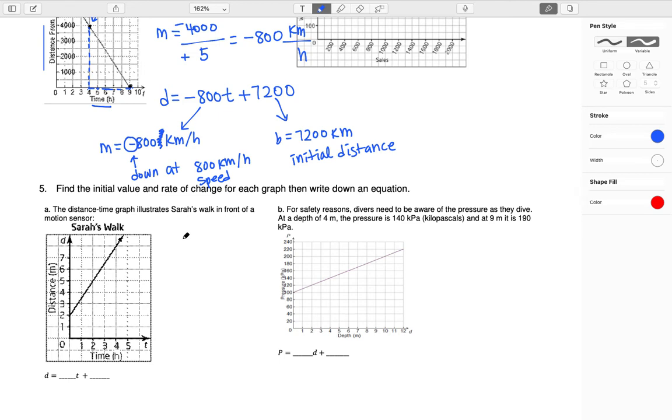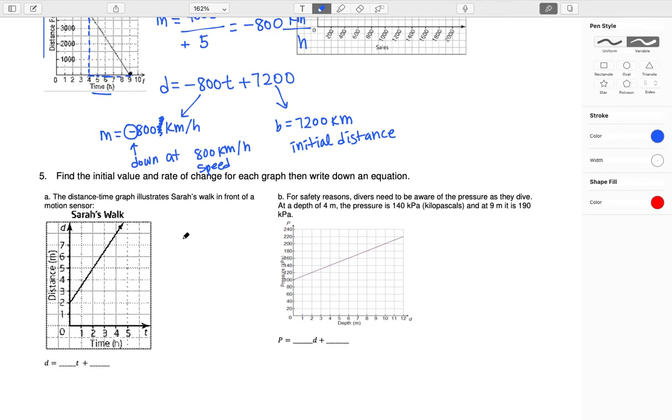Okay, so you will do the same thing in terms of the equation. Please be mindful about picking the 2 points. For example, I can start off with number 5. It says, the distance-time graph illustrates Sarah's walk in front of a motion sensor. In this case, the 2 points are not given. So what I would do is pick 2 points that are very clear. This point over here, which is (0, 2). And I could probably choose this point here, which is (2, 5). Then you can make a right angle triangle to find the slope.